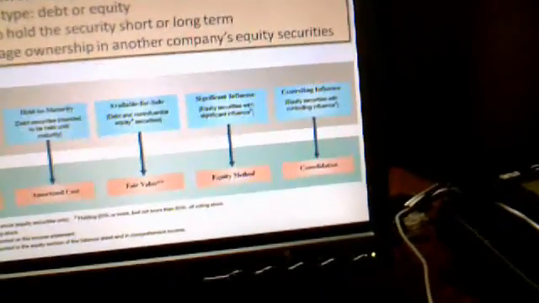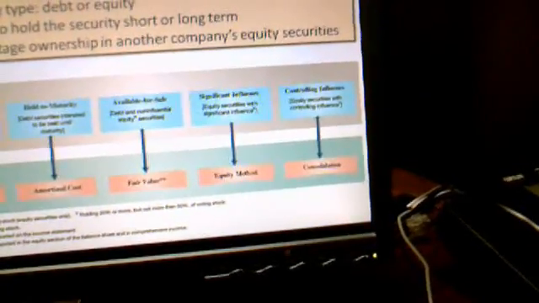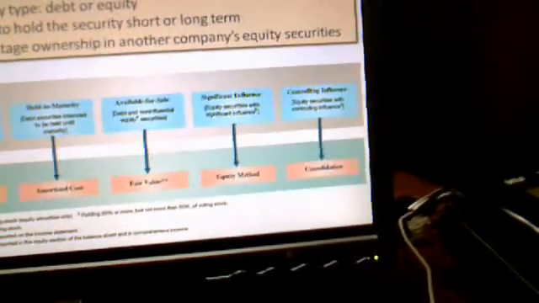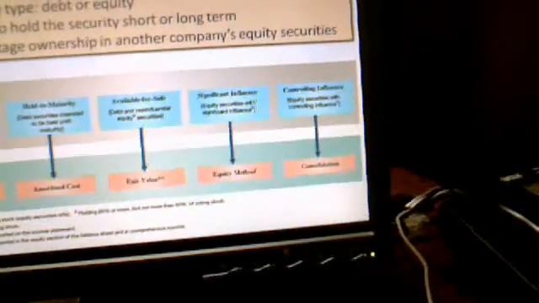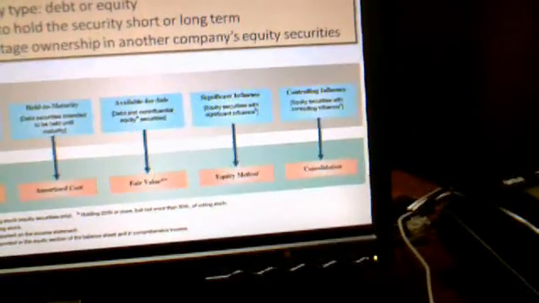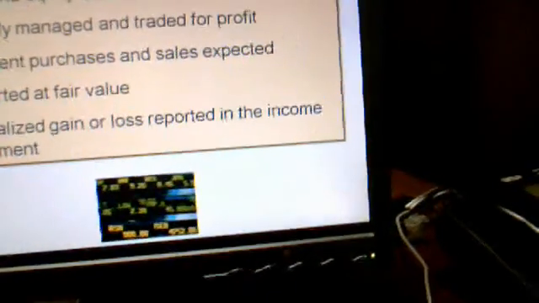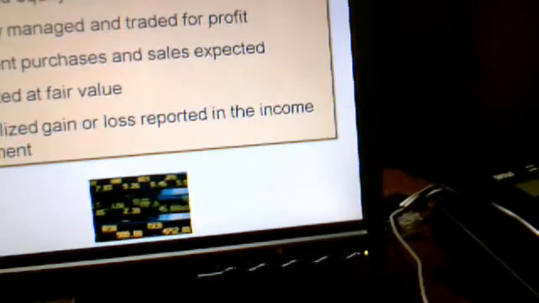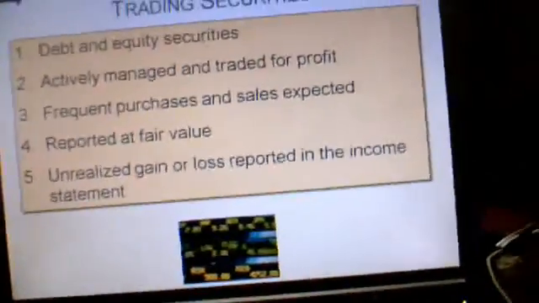Then if you have significant influence over the investee, in other words, you own 20% to 50% of that company, you would use the equity method for recording your investment. And if you have more than 50% ownership, you would have a consolidation. Okay, so dealing with trading securities, we're on slide number 7. Just be aware this is related to debt and equity securities.